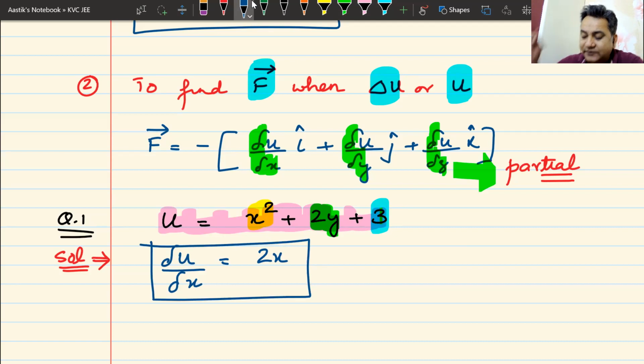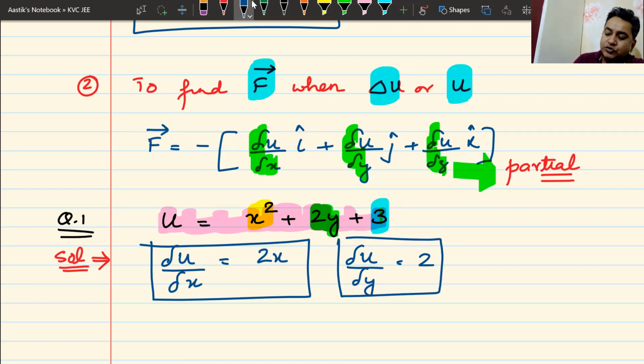Do we all understand this? Can I have some raise hand that we understand this? Anyone in the class? Backbenchers. Okay, well done. Then on similar lines, I can calculate del u by del y of this entire thing. Del by del y of x squared will be 0 because x cannot be differentiated with respect to y. x is a constant. The derivative of 2y with respect to y is simply 2. The derivative of 3 with respect to y is 0. So del u by del y will be simply equal to 2.